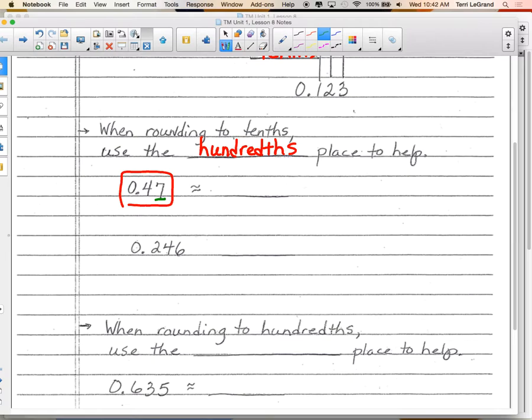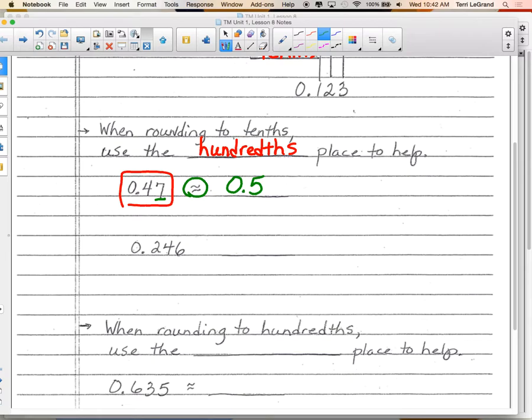Notice this little squiggly right here. What does that say? What is this? How do we say that? Not equals. Approximately equal to. Approximately equal to. In other words, you're showing that you're rounding this answer, and we're rounding it to 0 and 5 tenths.